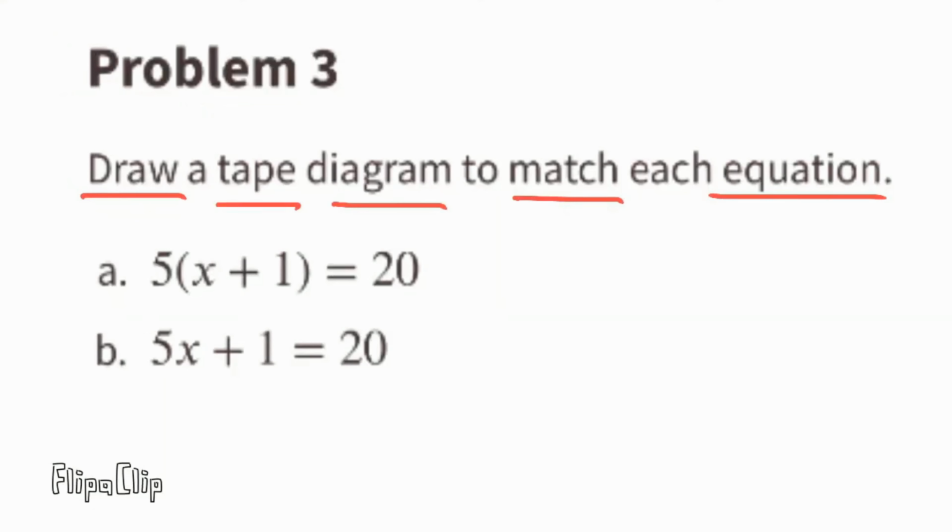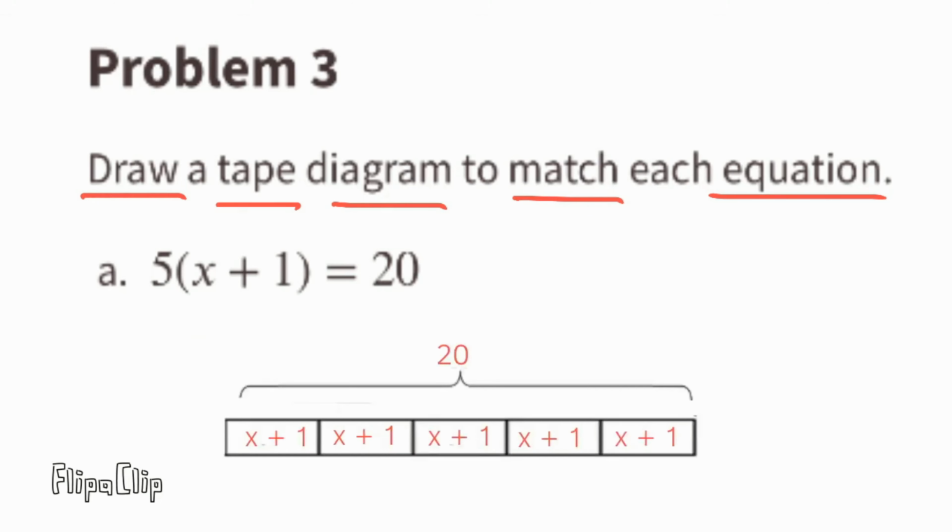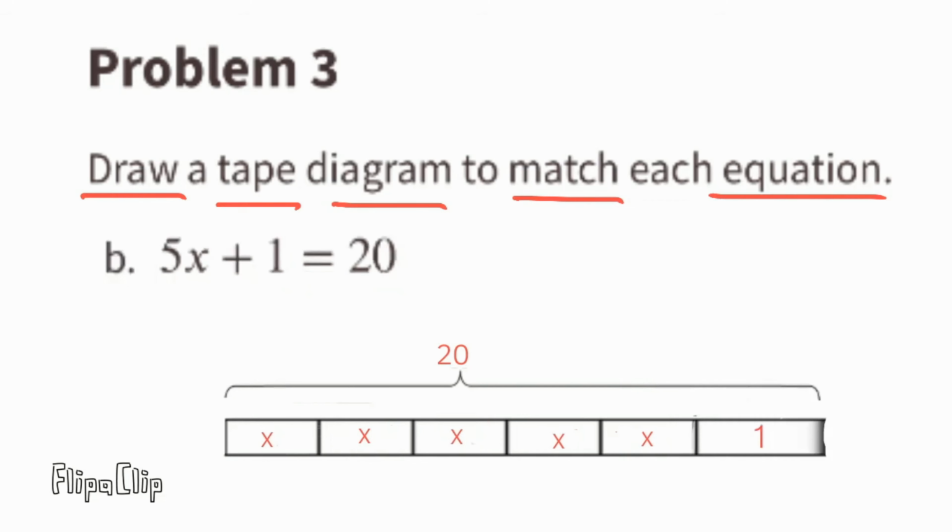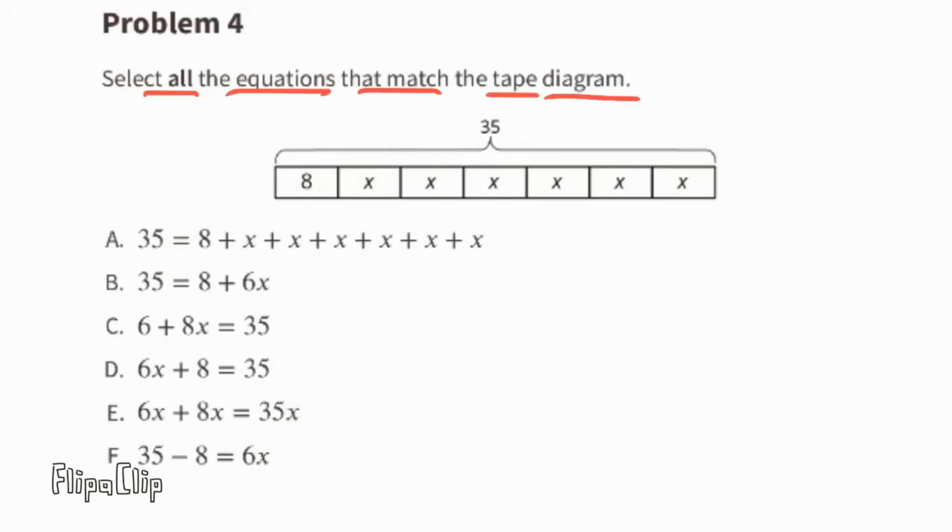Problem number 3. Draw a tape diagram to match each equation. A. 5 times (x plus 1) equals 20. Here I've drawn a tape diagram with x plus 1 drawn out 5 times, and altogether it equals 20. B. 5x plus 1 equals 20. So here you can see that I've drawn x 5 different times and then added 1. Together, that equals 20.